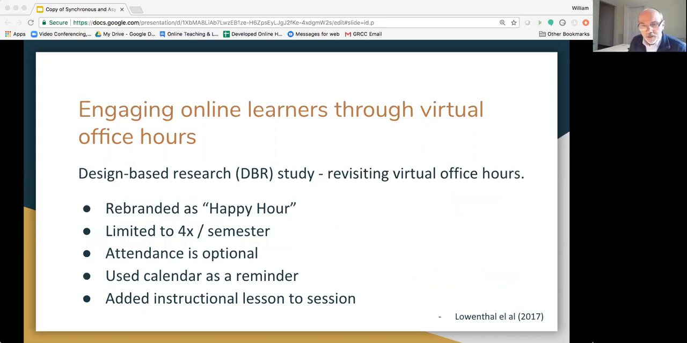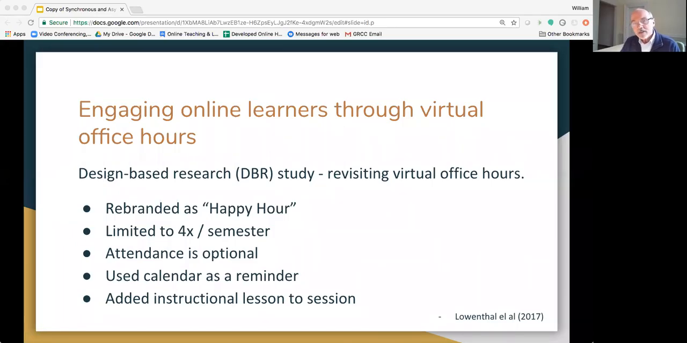So I want to share with you a case study, actually a design-based research study, by Patrick Lowenthal, a researcher and associate professor of educational technology at Boise State University. If you've been working in online for very long, you may have read other research by Patrick. He's been a researcher for many years, looking at social engagement and teaching presence and that sort of thing.